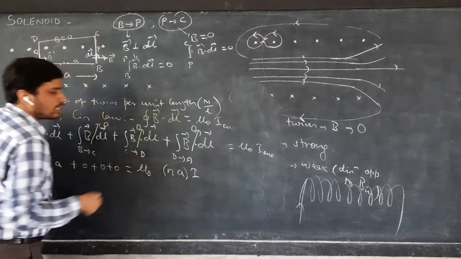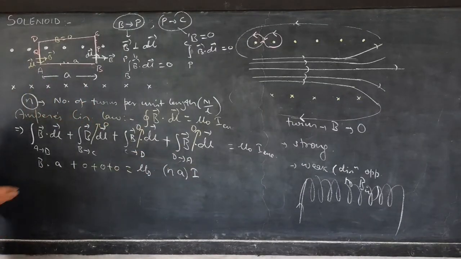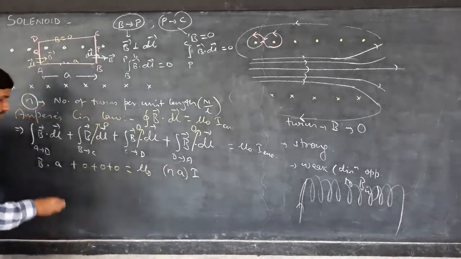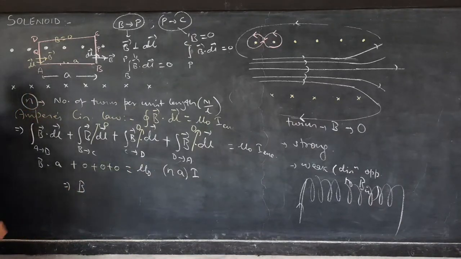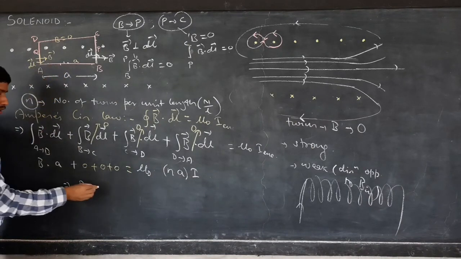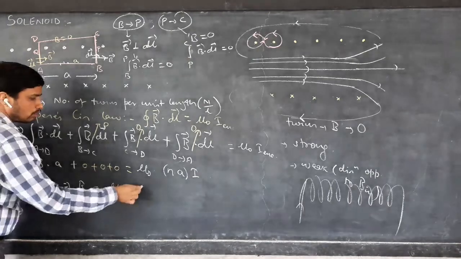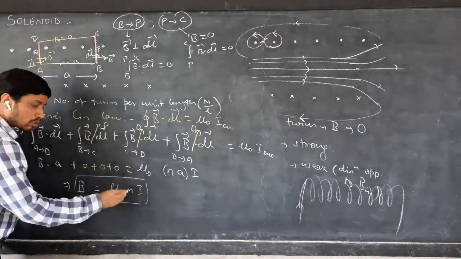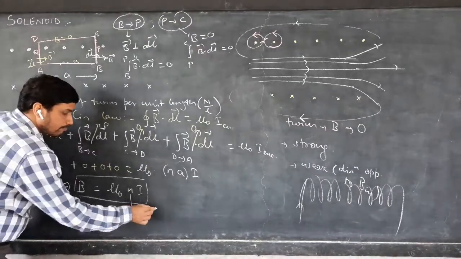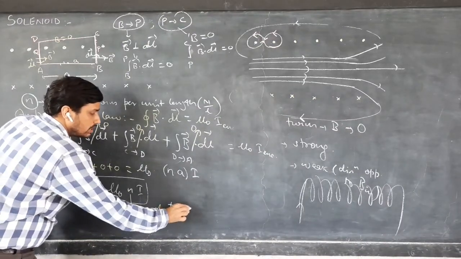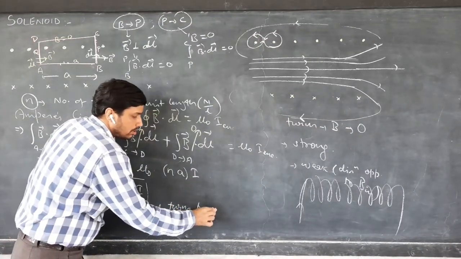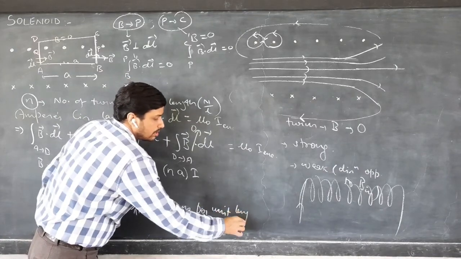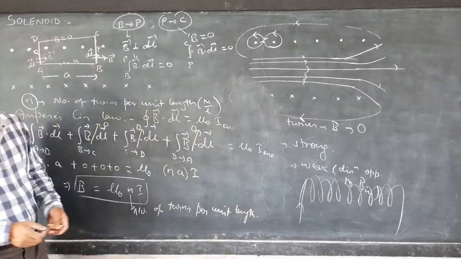This is the total current enclosed. So just simplify. a and a will cancel, and therefore the magnetic field for points inside this solenoid comes out to be mu naught times n times I. Note that n is not the number of turns. I'm repeating again. It is the number of turns per unit length. Okay.